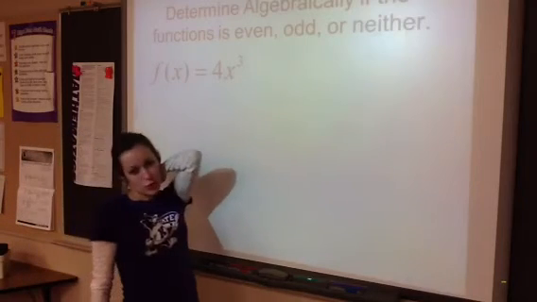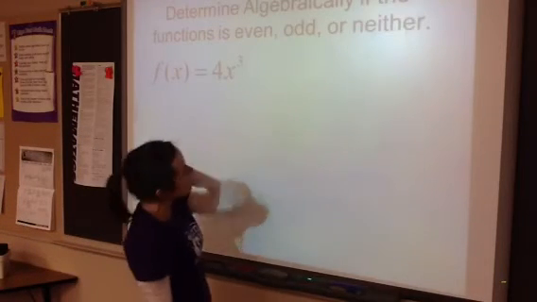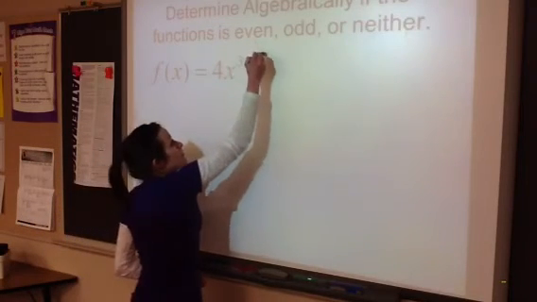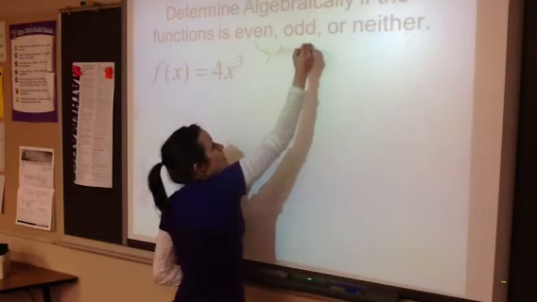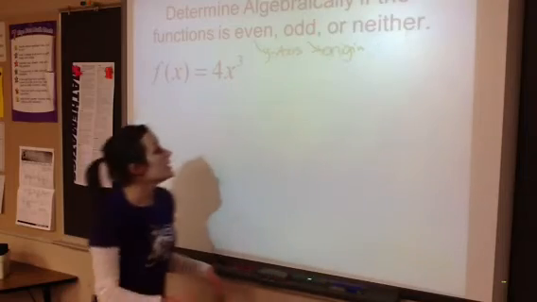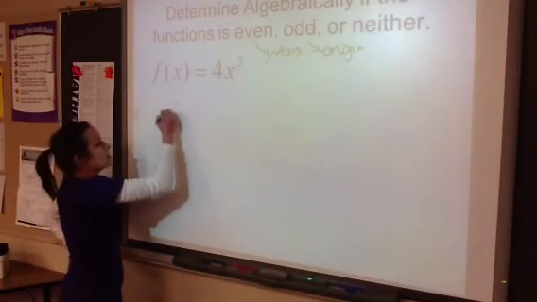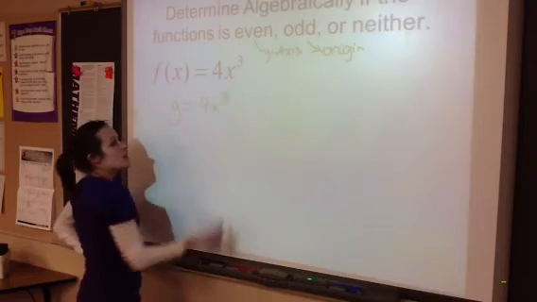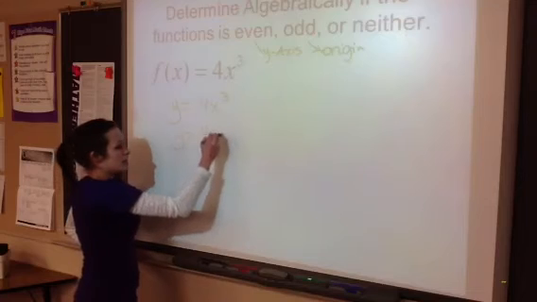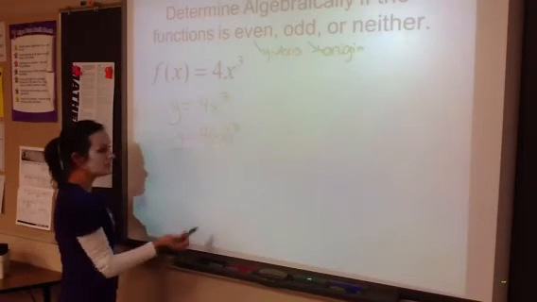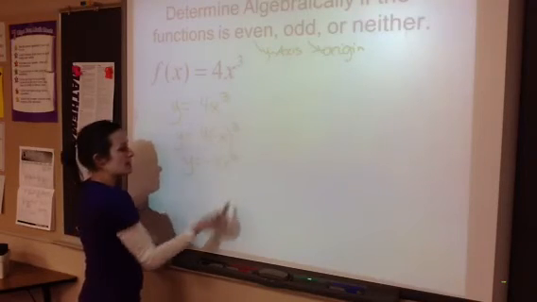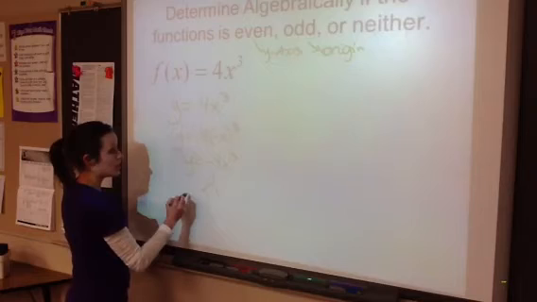So now we need to determine algebraically, this is the last thing, if these are even, odd, or neither. So to determine algebraically if it's even, you check for y-axis. If it's odd, we're going to check for origin. If it's not one of those, then that means it's neither. So to check for y-axis, we're going to write this as y equals 4x cubed. To check for y-axis, you put in negative x. So we got y equals 4 times negative x cubed. If you simplify, like we did the other day, you get negative 4x cubed. That is not the same, so sad face, not even.